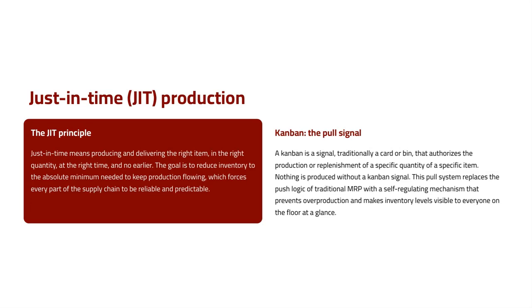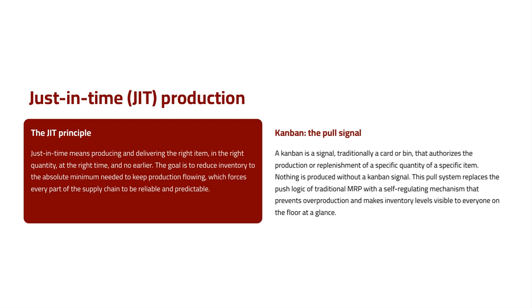Just-in-time production focuses on making and delivering the right product in the right amount exactly when it's needed and not before. This approach minimizes inventory to the bare essentials, which means every step in the supply chain must be dependable and predictable.